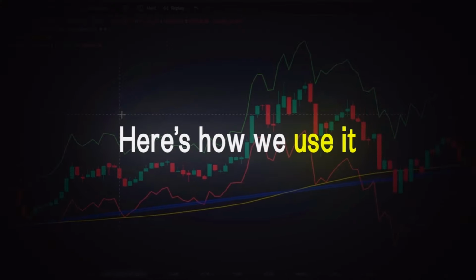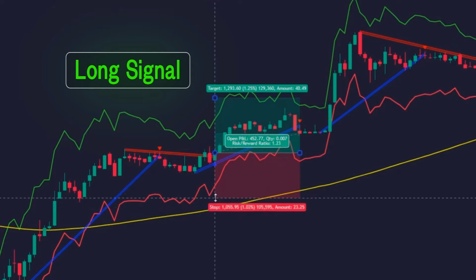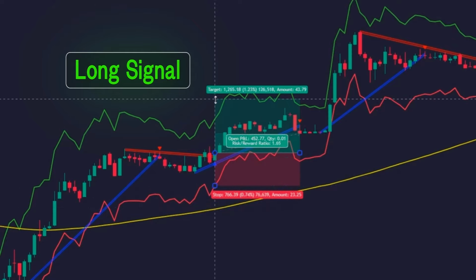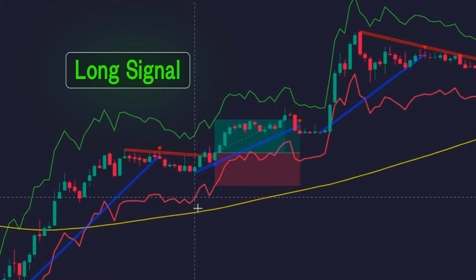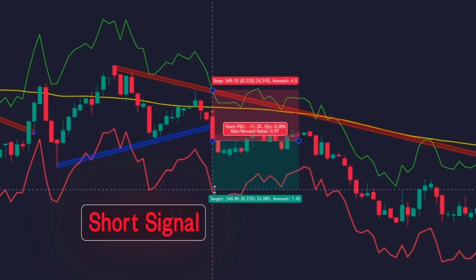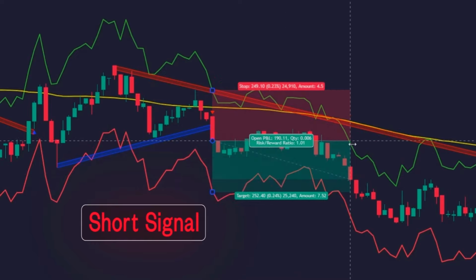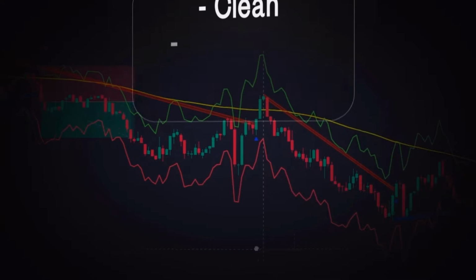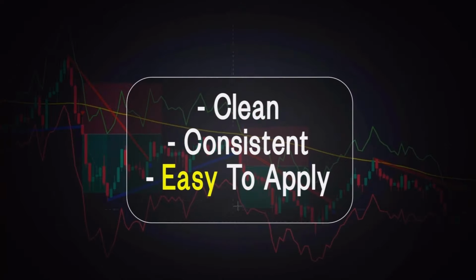And here's how we use it. On the long signal, we place the stop loss on the lower ATR band and the take profit on the upper one. On the short signal, we do the opposite. The stop loss goes on the upper band and the take profit on the lower one. This setup is clean, consistent and easy to apply.